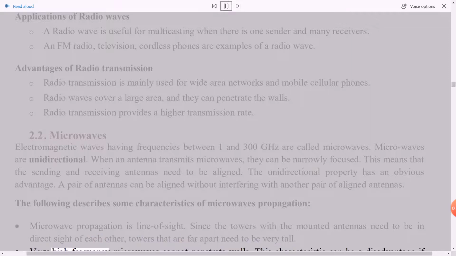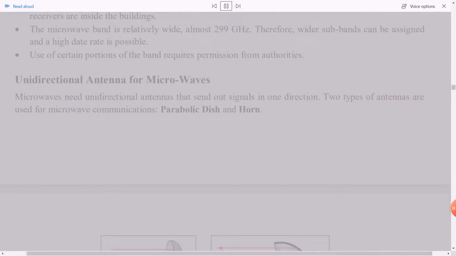Very high-frequency microwaves cannot penetrate walls. This characteristic can be a disadvantage if receivers are inside the buildings. The microwave band is relatively wide, almost 299 GHz. Therefore, wider subbands can be assigned and a high data rate is possible. Use of certain portions of the band requires permission from authorities.